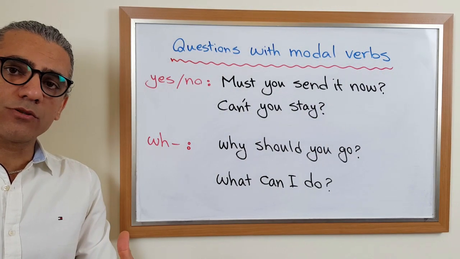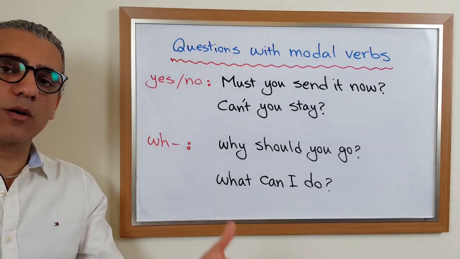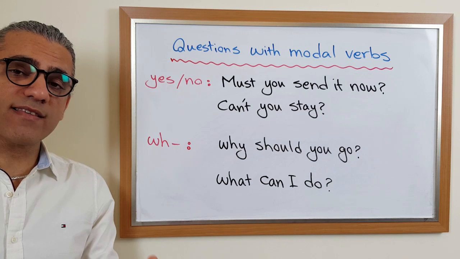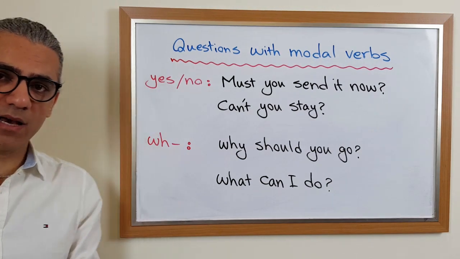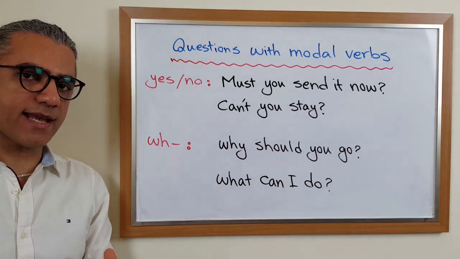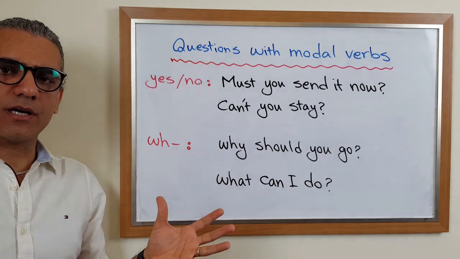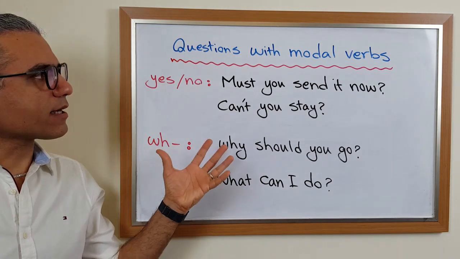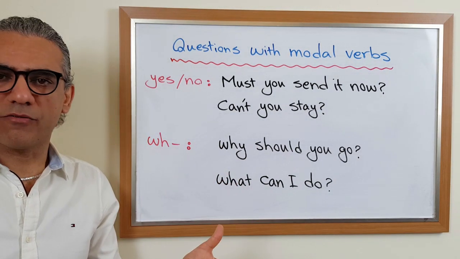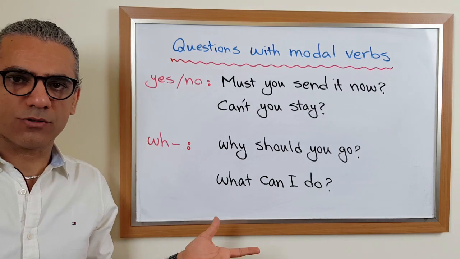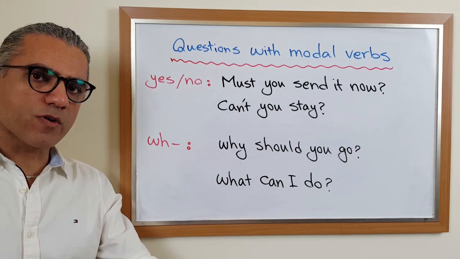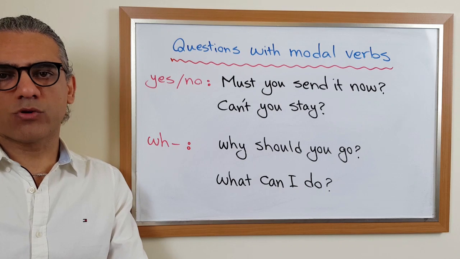Okay, we talked about yes and no questions and WH questions in 6 tenses. I gave you examples of each one in 6 tenses. Now, what if it is a sentence or a question with a modal verb? There is no difference at all. Instead of the auxiliary verb, you use the modal verb you're using.